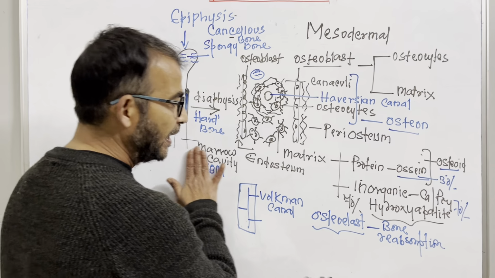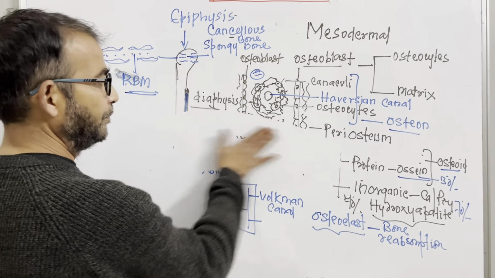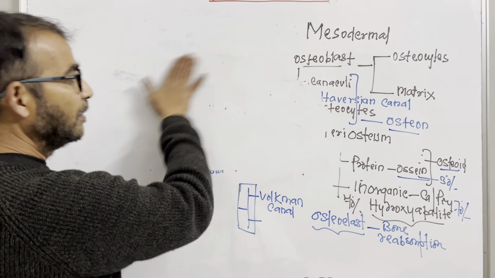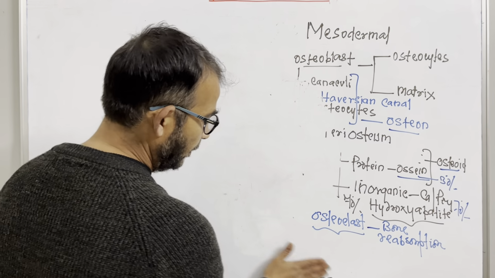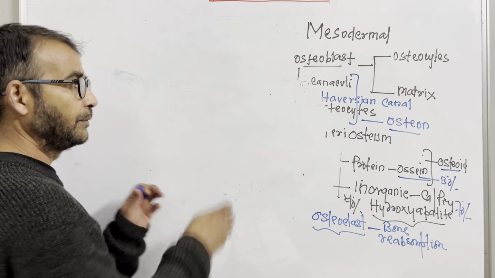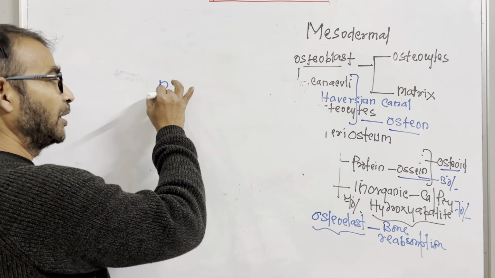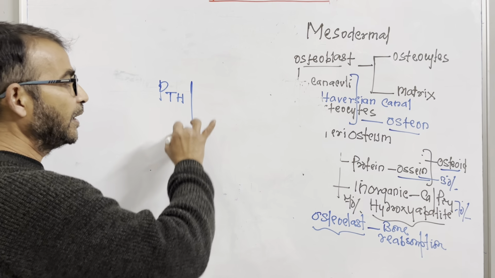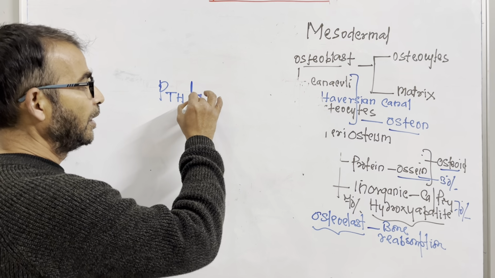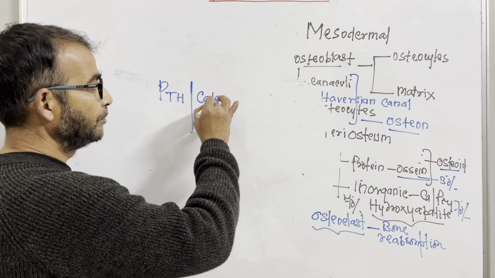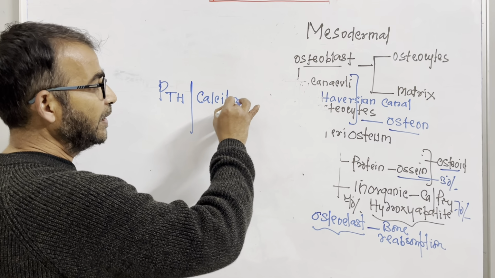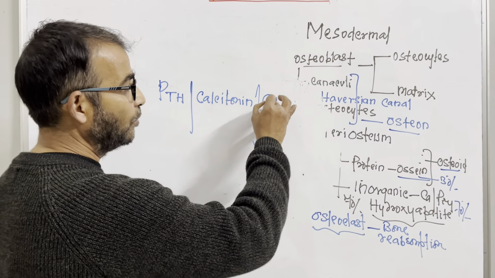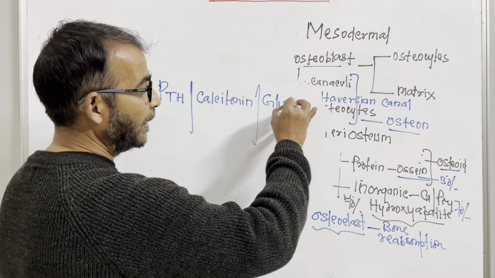So let us start with the hormones which are there. Say parathyroid, parathormone. This is one hormone which you have to study. Then there is another hormone called calcitonin. Then there is another hormone, the glucocorticoids, which is a steroid hormone from the adrenal gland.